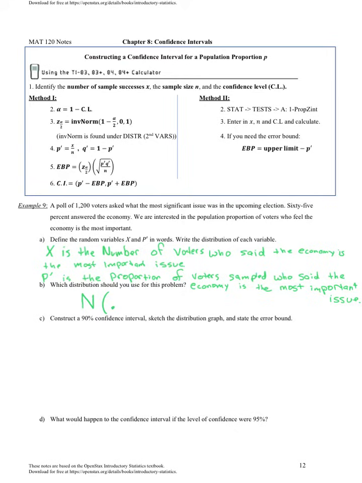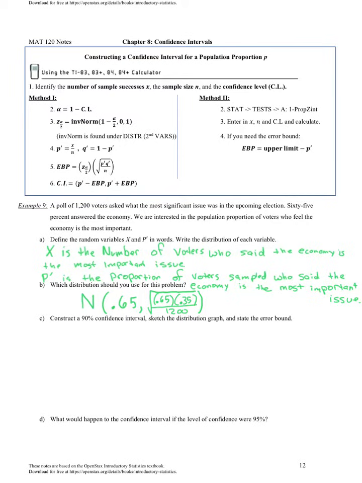with a mean of 65. Our probability of success is 0.65. Our probability of failure is 0.35, 1 minus 0.65, divided by 1,200. Now that can be tricky to plug into your calculator.